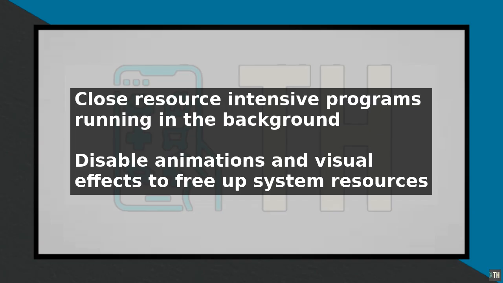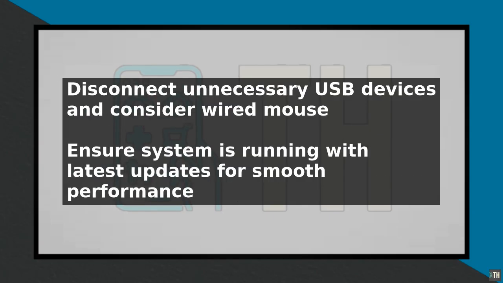To do this, open the Performance Options window by searching for it in the Start menu, and select the Adjust for Best Performance option. Interference from other devices can also cause mouse lag. Try disconnecting any unnecessary USB devices, and consider using a wired mouse instead of a wireless one.